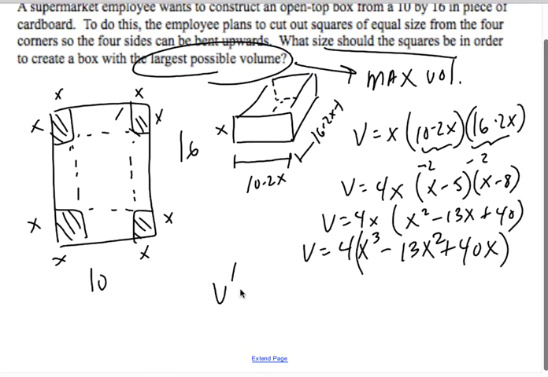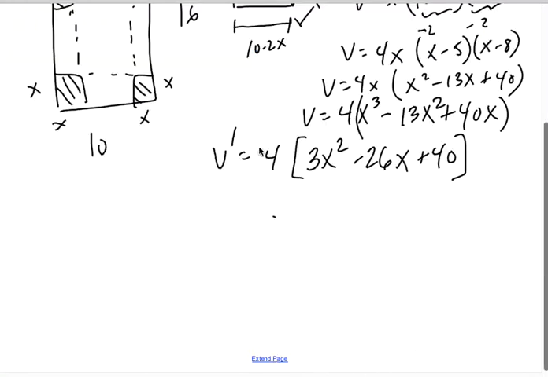So then my v prime, right? This is just a coefficient, so I can just differentiate the stuff inside, right? So that's going to be a 3x squared minus a 26x plus a 40, which didn't involve me having to take that nasty GCF of 4 out. So that was kind of a nice, clever trick. You don't have to see it. That's fine. It's up to you.